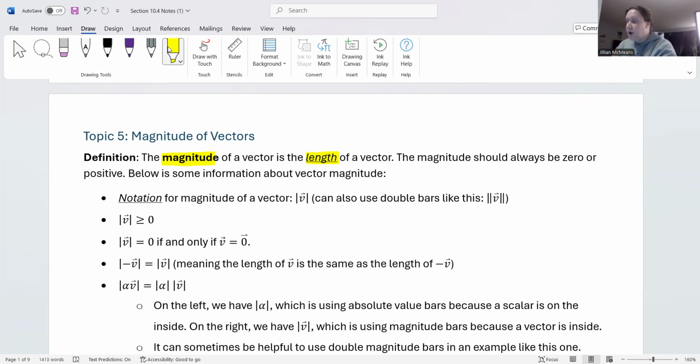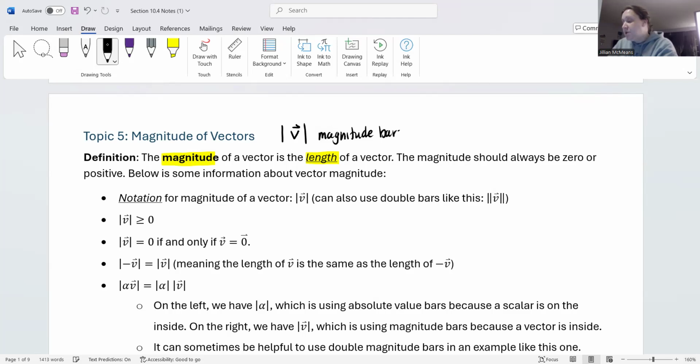Okay, so first of all, when we're talking about the notation, kind of symbolically, how would we represent this? You can use these bars. They look almost like absolute value bars, but be very careful. They're absolute value bars if what is inside is a scalar. They're magnitude bars if what's inside is a vector. Okay? So when we plop a vector in here, like vector v, these become magnitude bars.